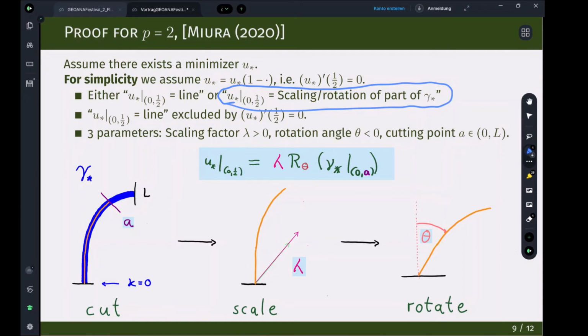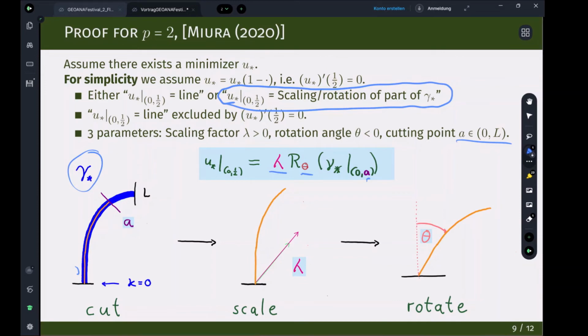So I need to choose a scaling parameter and a rotation angle, theta, that actually is smaller than 0, because I may rotate this gamma star only to the right. Because if I rotate to the left, then I would immediately lose the graph property of this gamma star, because it has vertical slope right here. So I need to rotate it to the right, and I need to cut it somewhere. So I have those three parameters: optimal scaling, optimal rotation, and optimal cut.